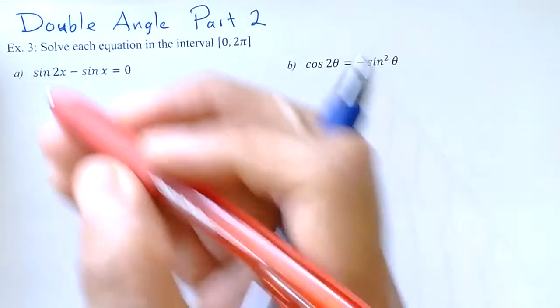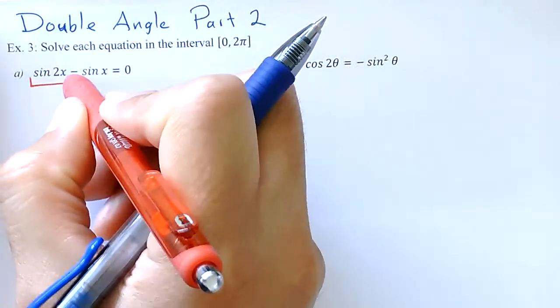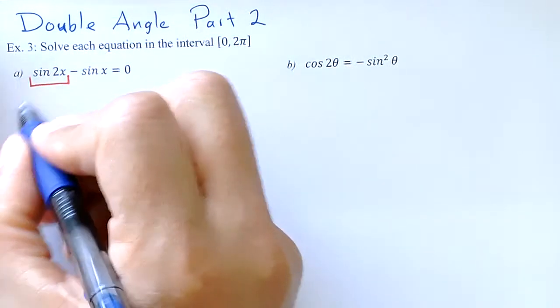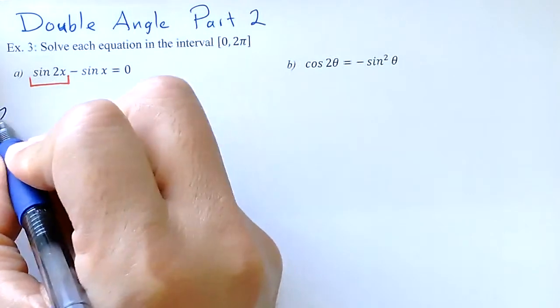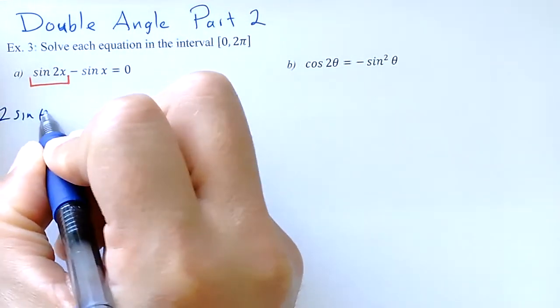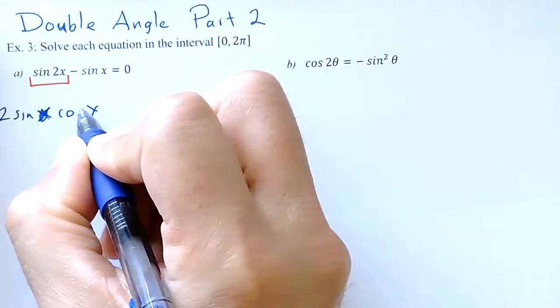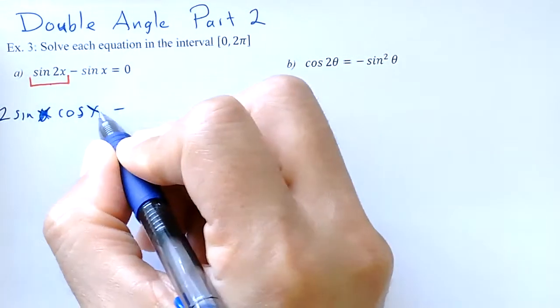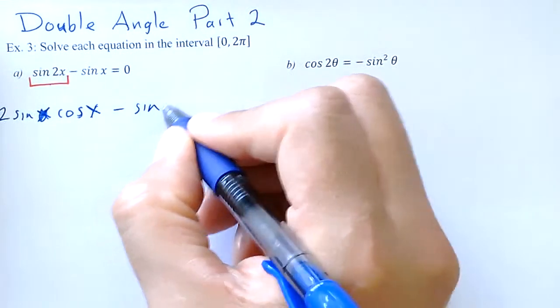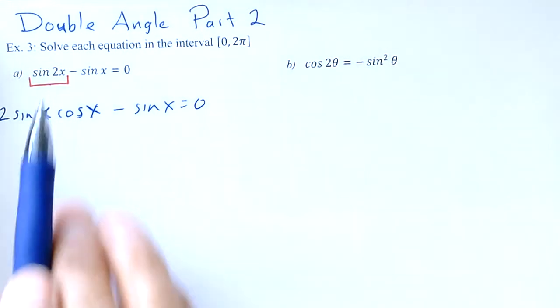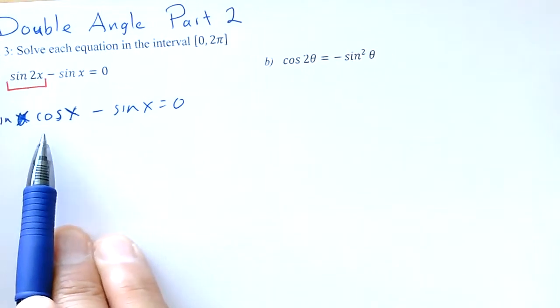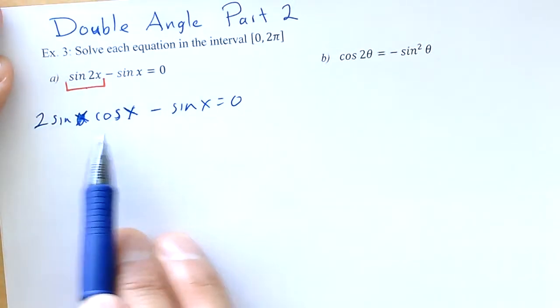But I can change that double angle to my formula or identity. And by changing that, I will be able to solve that equation now.